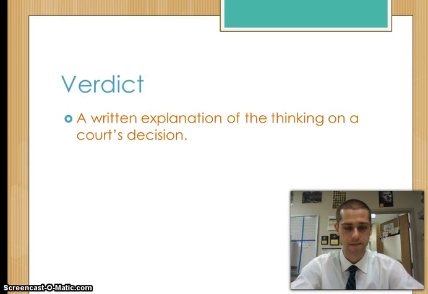A verdict is a vocabulary word which means the written explanation of the thinking on the court's decision. So when the 9 justices make a choice and they're voting on how they want a specific Supreme Court case to go, they write a verdict, which is a written explanation of their thoughts. This is going to be one of those important words you want to make sure you have on your Cornell notes.